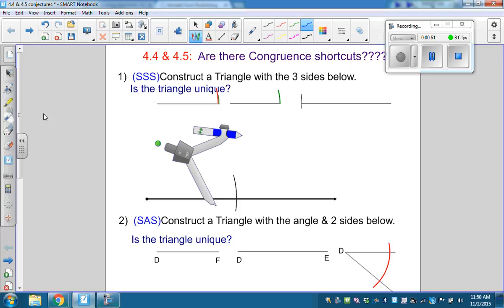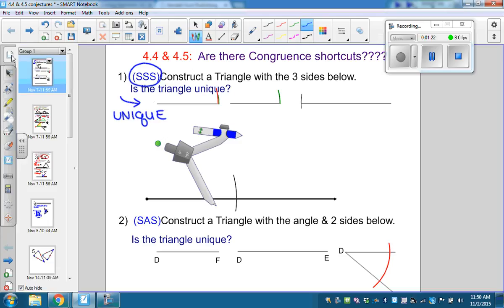Okay? So, in other words, in this situation, the reason I have SSS there is I'm giving you three sides. And I'm saying with those three sides, can you make anything other than one unique triangle? So when I walked around the room, it looked like you guys all figured out this has to be unique, just by doing a simple triangle construction.